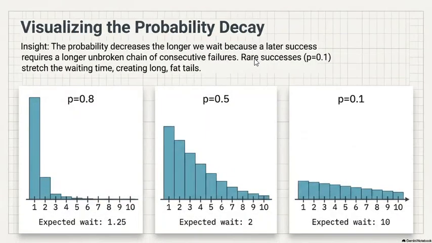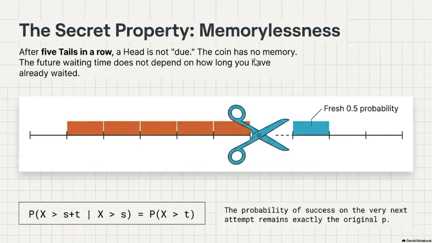Let's understand the probability decay. The probability decreases the longer we wait, because a later success requires a longer unbroken chain of consecutive failures. A rare success probability of 0.1 stretches the waiting time, creating long tails. If our probability is higher, our expected time is much lesser. Let's say our probability of winning is 0.9, then the expected wait is very short. With a low probability, we may fail 9 times until we succeed on our 10th.